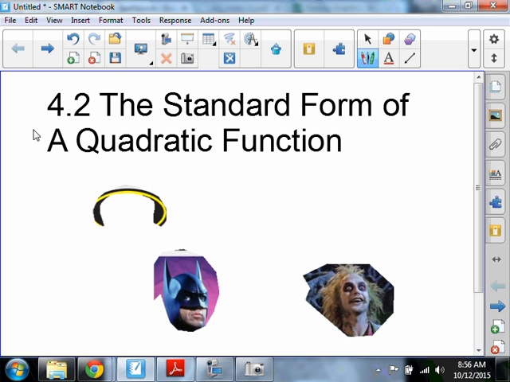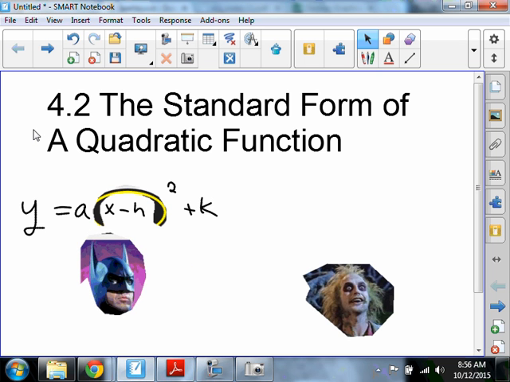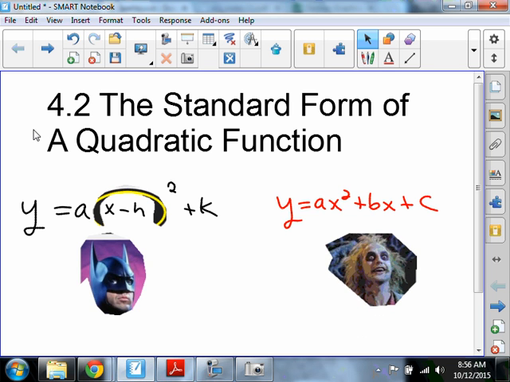Here we go. The other day we saw this, y equals a times the group of x minus h, the group squared, plus k. And that's kind of like Batman. And today we're going to see y equals ax squared plus bx plus c. And that's kind of like Beetlejuice. And on Wednesday, we get to see another form of that person.